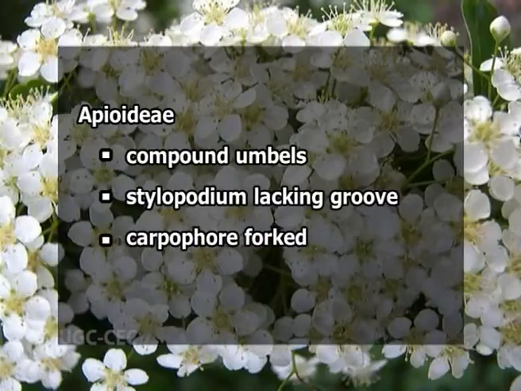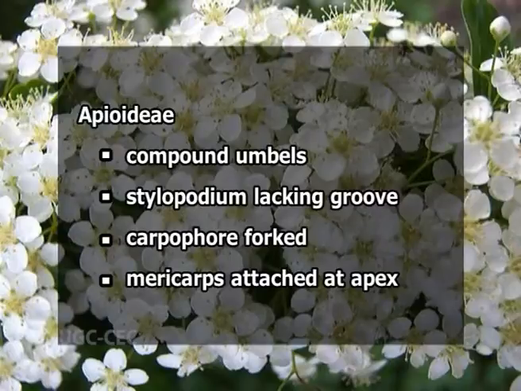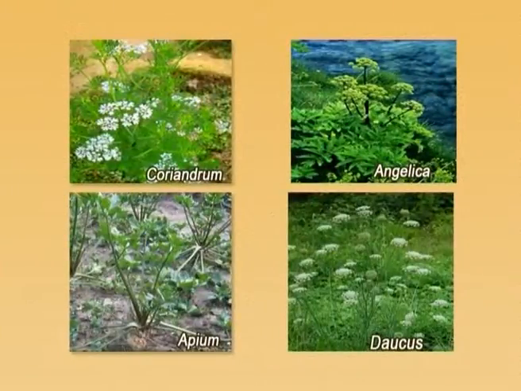Corpophores are here forked, and the mericarps are attached at its apex. The subfamily Apioideae is represented by common genera like Coriandrum, Angelica, Apium, and Daucus. The Saniculoideae and Apioideae, the two subfamilies that I have mentioned, together they can also form a clade.